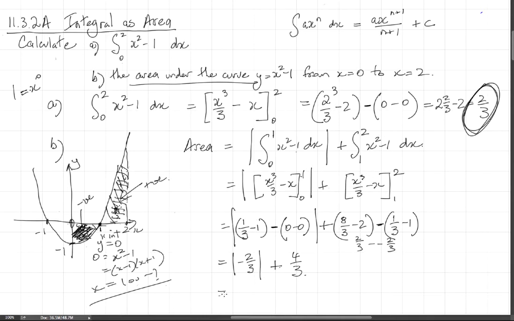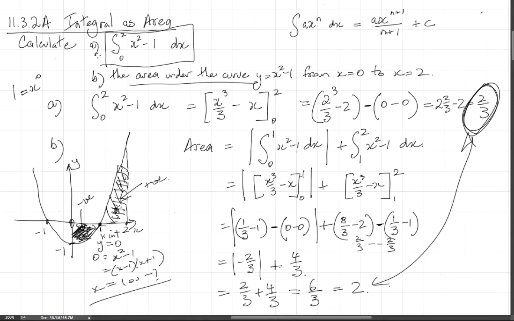But because we're interested in an area, we've got to take the absolute value plus 4 on 3, which is 6 on 3, which is equal to 2. Very different answer to what we've got up there. All right, so that's integral. Big difference between calculating that.